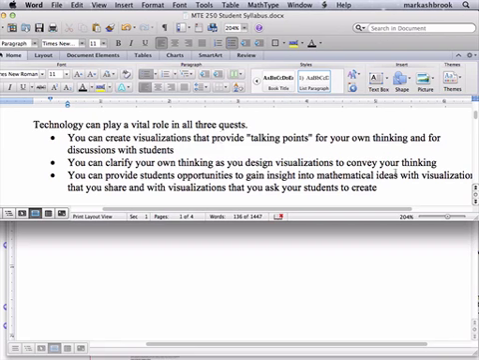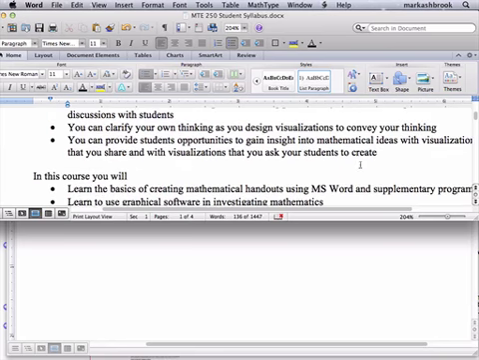Okay, you can provide students opportunities to gain insight into mathematical ideas with visualizations that you share, or with visualizations that you ask the students to create. Okay, so then if you ask your students to create visuals, they go through that same process too. Okay? If you have any comments or anything to add or questions along the way, feel free, just jump in.